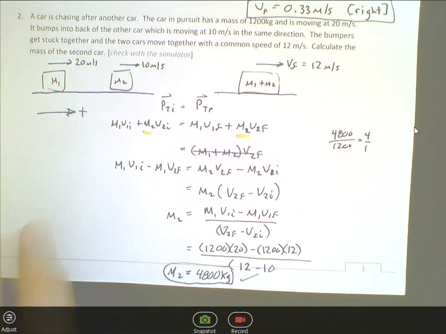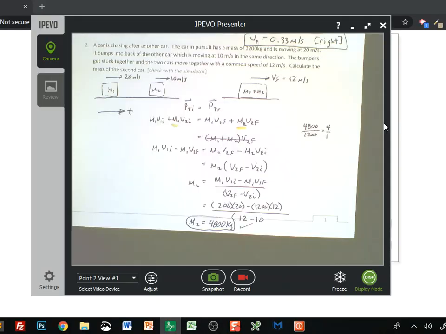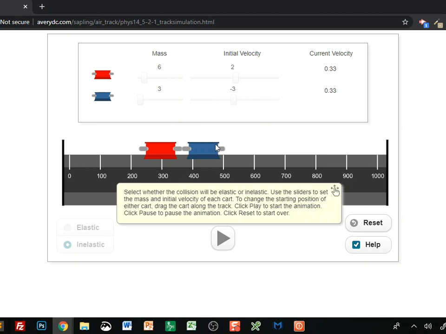Now, how does that work on the app? Well, let's check the app out and see what we can do. So now I'm going to reset this, drag them kind of close. One is going to be moving at 20. One is going to be moving at 10. We know the mass of one. We could just make it 4. And the other one is just 1 because it's a 4 to 1 ratio. We could have done whatever you want. You could do 48 to 12 if it would allow you, but I don't think it would.